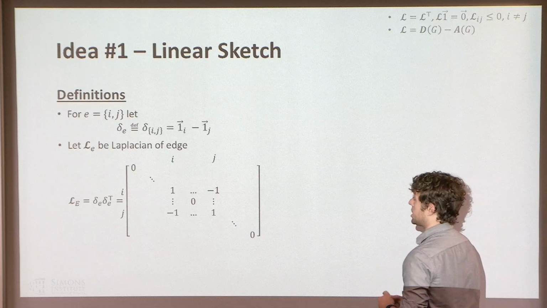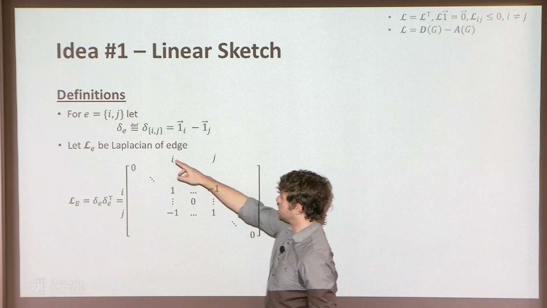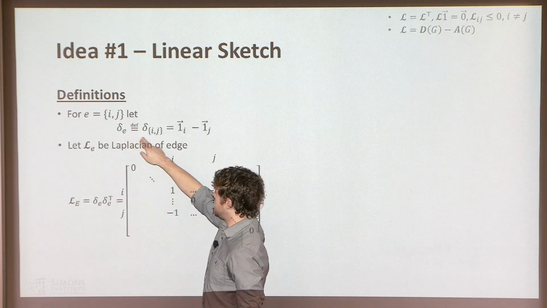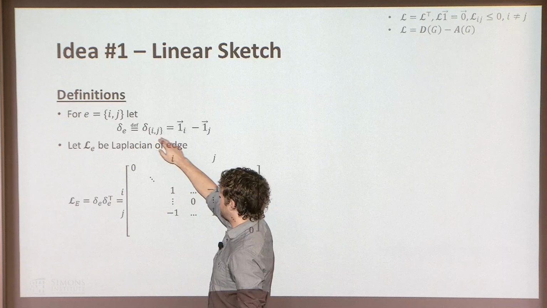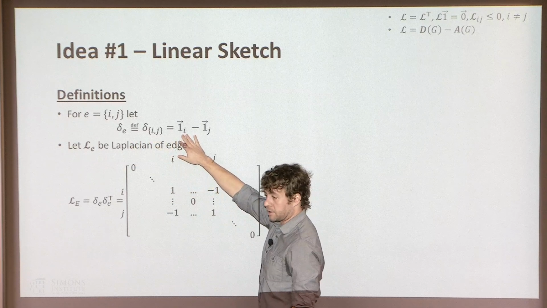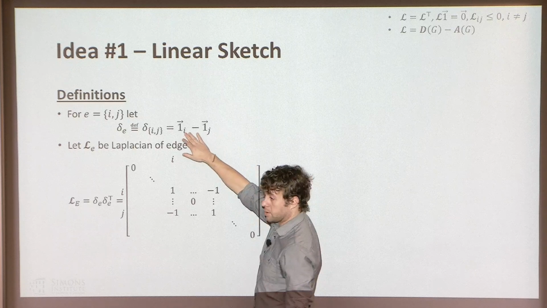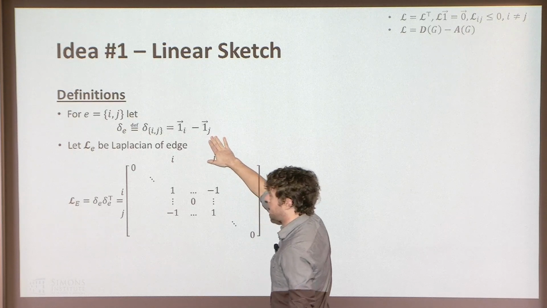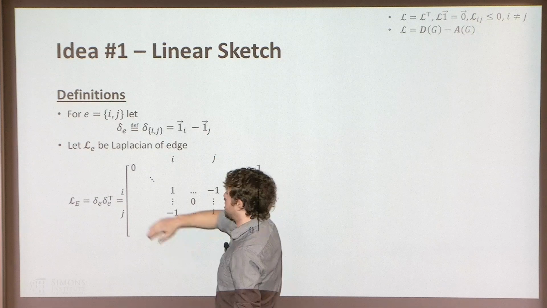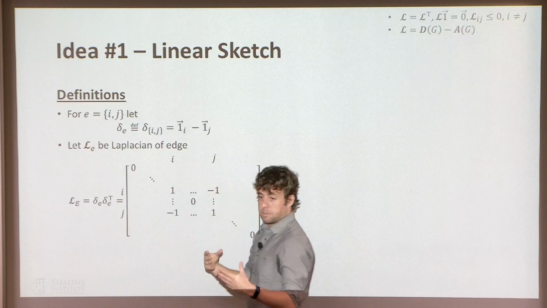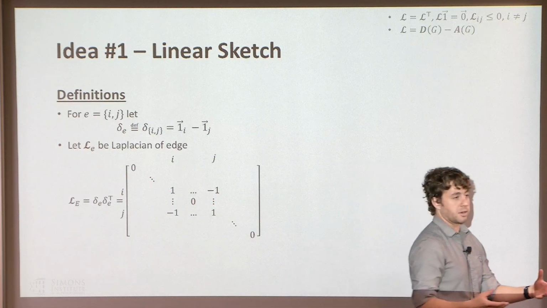For any edge from i to j, I'm going to use delta E to denote this delta i comma j. And this is just the difference of an indicator vector for i and an indicator vector for j. So this is just the vector with a 1 in coordinate i and a -1 in coordinate j. Right? Now for any such edge E, I'm going to let L sub E denote the Laplacian of that edge. So the Laplacian of a graph where that edge is the only thing in the graph.